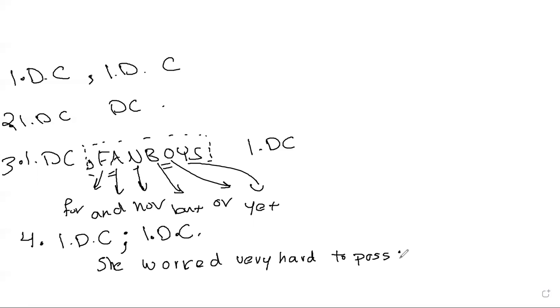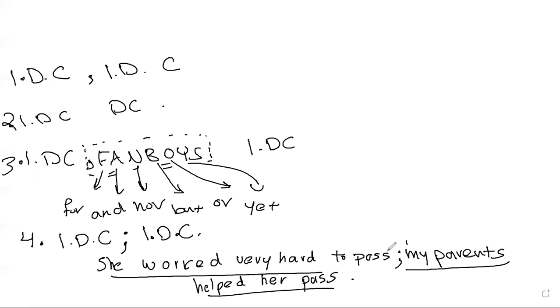and then you add a semicolon, and then you say, to make this easier on you, you can say anything. So, my parents helped her pass. So this can stand alone. This can stand alone, but they're connected by a semicolon. And because they're independent clauses, this can work.